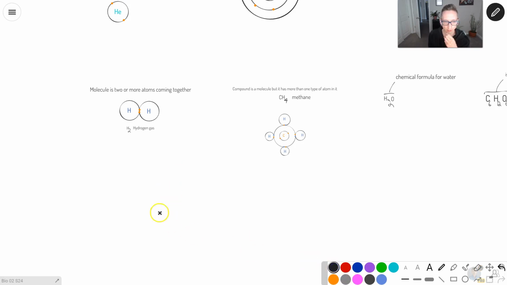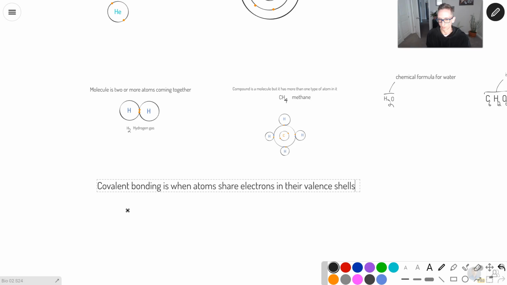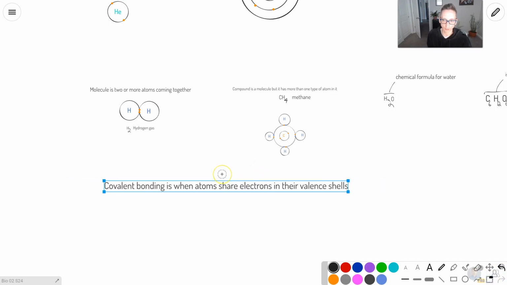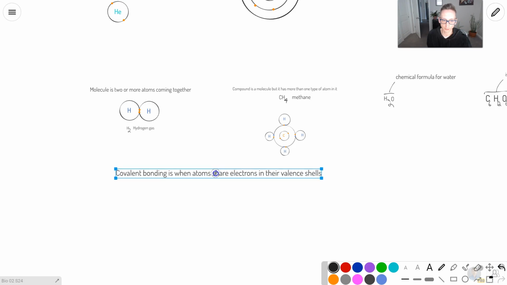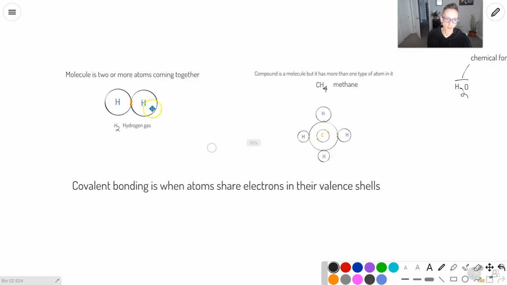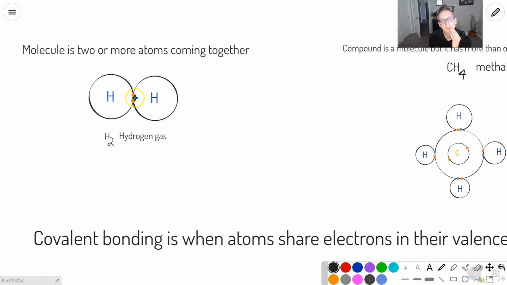So covalent bonding, covalent, sharing, cooperative. Sharing is when atoms share electrons in their valence shells. Look at this. We've already drawn these out. So these two that we've drawn right here and everything that we've drawn so far in this class, those are covalent bonds. So hydrogen gas here, these are sharing these electrons.